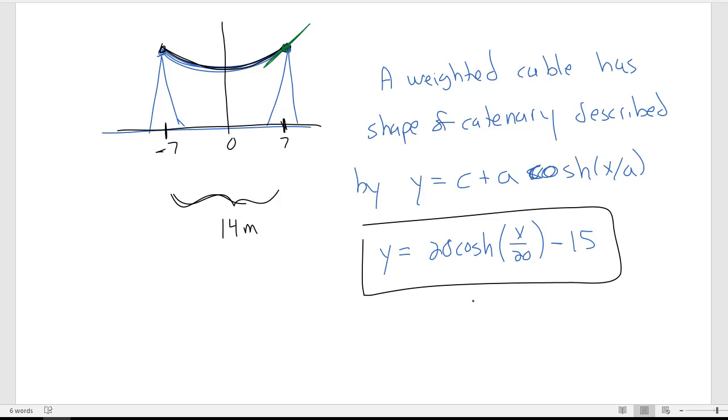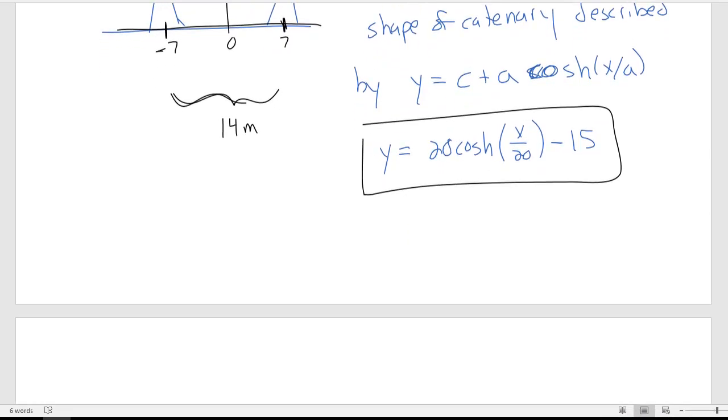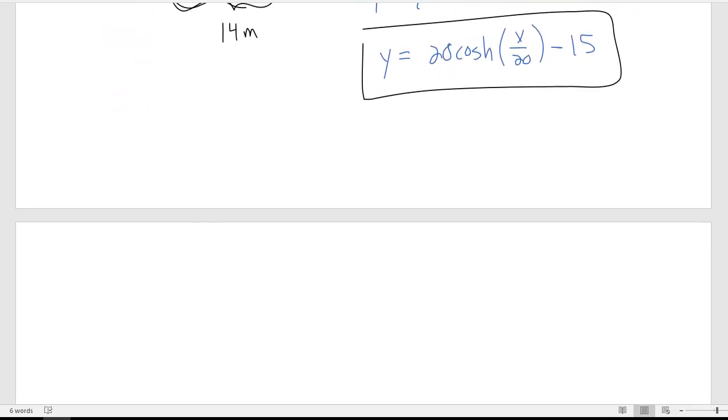So we want to take the derivative of our function that models this catenary, and then we're going to plug in x equals 7 to find the slope at that particular point. So to find the slope, we're going to take the derivative of that expression. So let me come back and write out what we're doing here. Let's say part A. Let's find the slope of the wire where it meets the right pole.